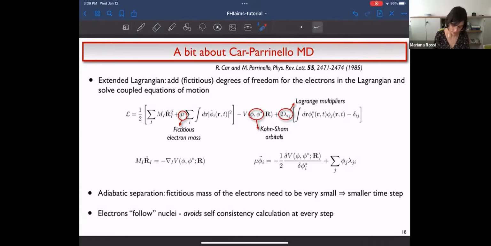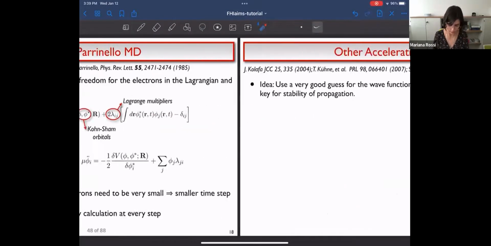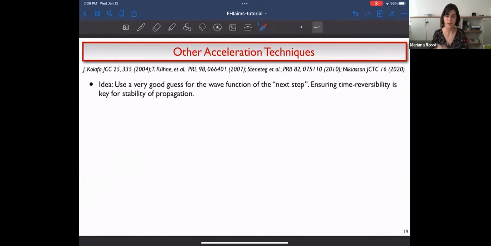However, there are methods that want to do the same idea and don't have the small time step problem. They go into the umbrella of what you might say acceleration techniques for molecular dynamics, and they all involve some type of evolution of your Kohn-Sham orbitals or wave functions, if you like, with your nuclei. So you want a very good guess for the wave function of the next step, and normally you have to ensure time reversibility, which is really a key for the stability of propagation of these schemes. Lots of people have worked on that. I just give you a few references here on the top.